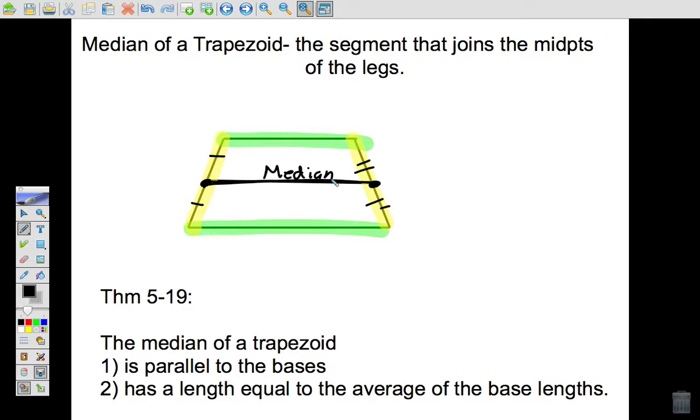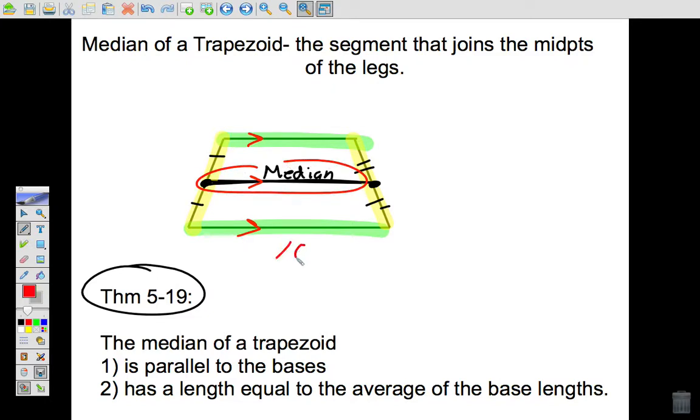Now, what happens when we have a median? Well, let's take a look at theorem 519. Two things happen. And this looks familiar with what we had with the segment joining the midpoints of the sides of a triangle. Okay, the median is parallel to the bases. So I'm going to mark that here. So I know that this median is parallel to the two bases, and it has a length equal to the average of the base lengths. Remember, in the green I have my bases. Now, to find the length of the median, you average the two bases.